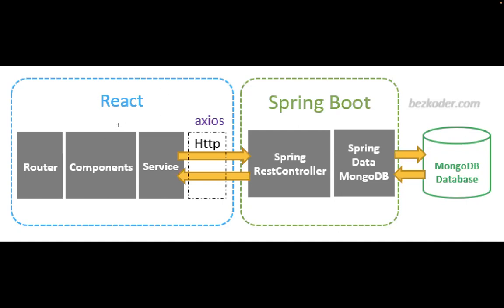If you see this in React, we have router, component, service, as well as HTTP and Axios. In Spring Boot, we have the Spring REST controller, Spring Data MongoDB, and here the database. In React, the router means through this router, we are managing the navigation and rendering of different components. So that's what happens in the router when we are using React.